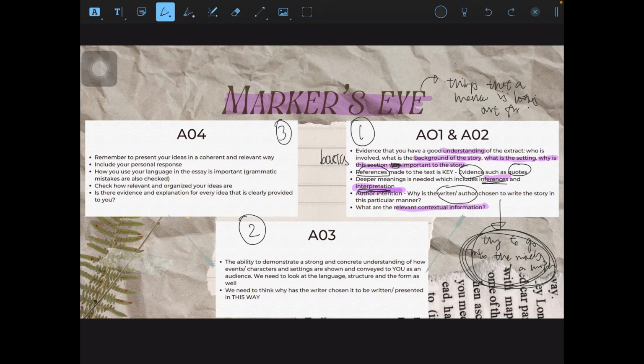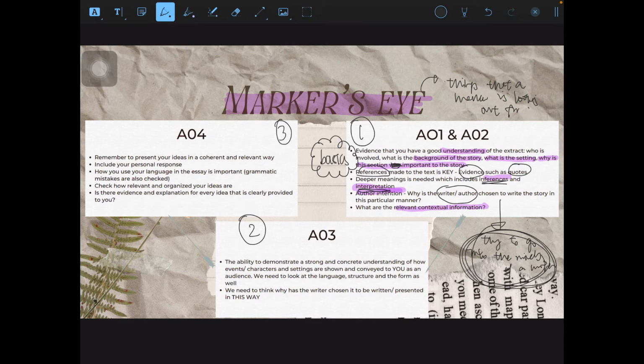So although this looks very complicated, please don't be overwhelmed because there is a series of steps that you can follow, which I will be mentioning in this video. So if you do continue watching, you'll be able to see how you can answer extract questions in a simpler, more concise and efficient manner.